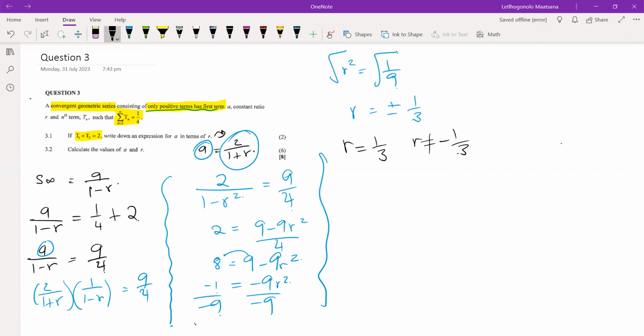Now that we know R, we can go ahead and substitute it into that equation in order for us to solve for A. And we get that A is 3/2. Let's move on to the second method.